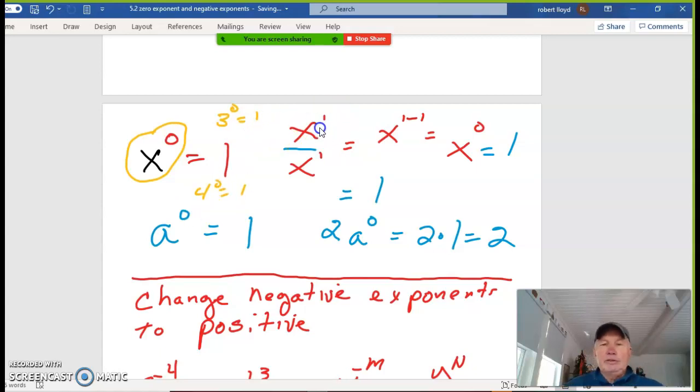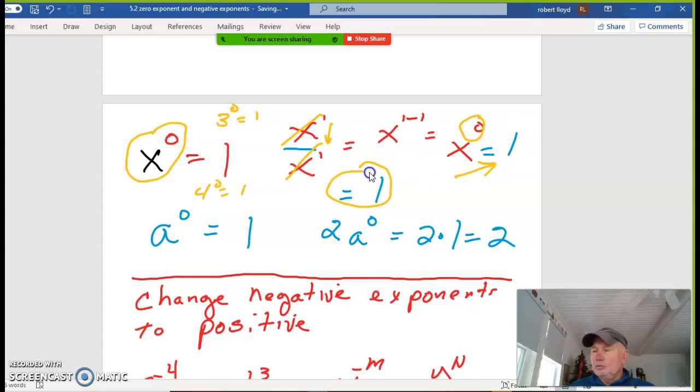Let's take a look at that for a second. If we have x divided by x, each of those x's is to the first power. If we cancel them, we would get 1. If we used our subtraction rule, subtracting from the top down, 1 minus 1, we'd get x to the 0, and we just said that that is 1.